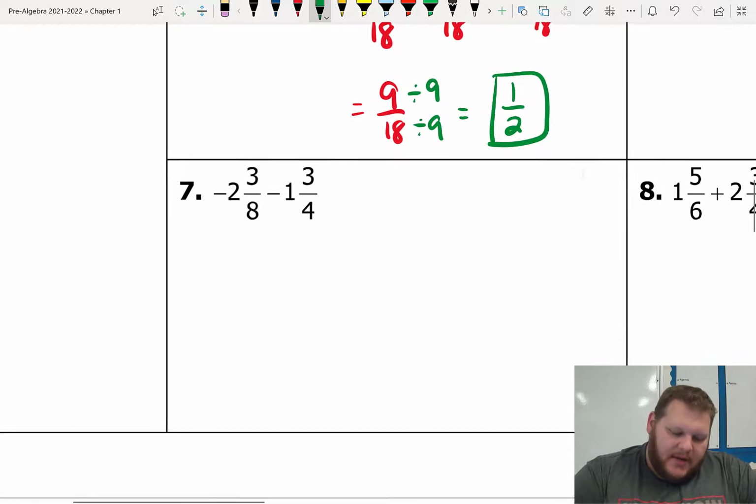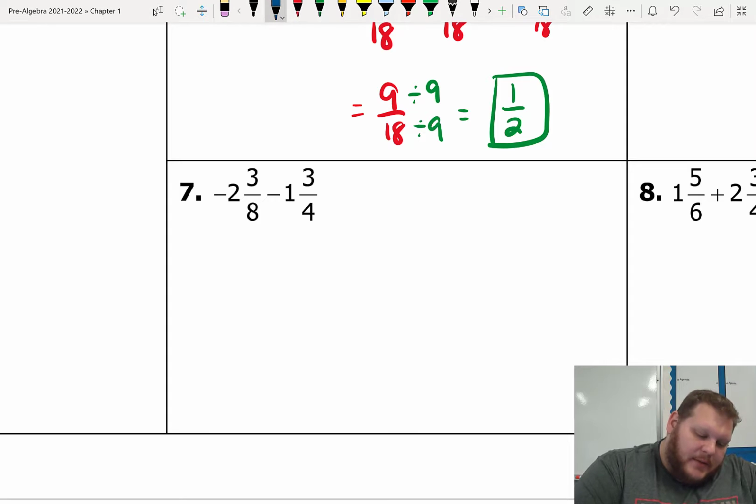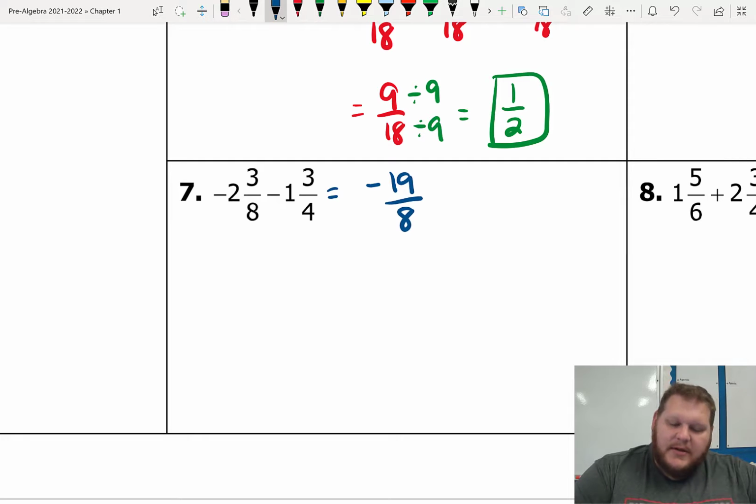All right, number 7. We finally get a need to use step 1 in our list of steps. So step 1 is rewriting any mixed numbers as improper fractions. So we're going to go ahead and do that first. Remember, when we're doing that, like we talked about yesterday, we take and multiply our whole number by our denominator. So 2 times 8 is 16. And then we add the numerator. So 16 plus 3 is 19. So this is a negative 19. My denominator stayed the same, 8.